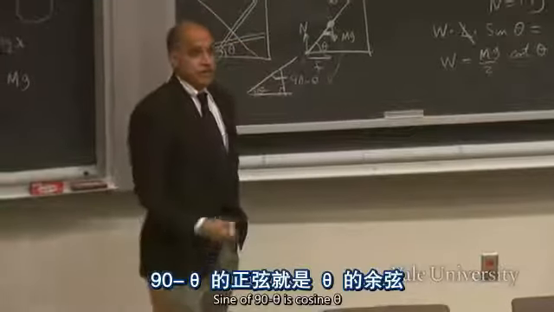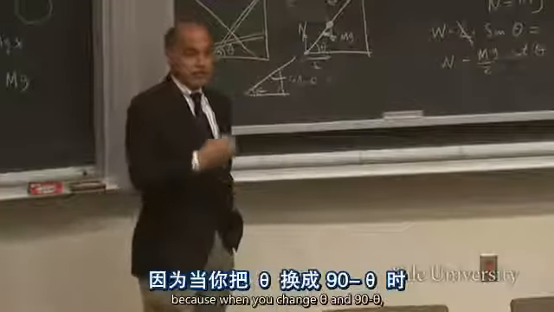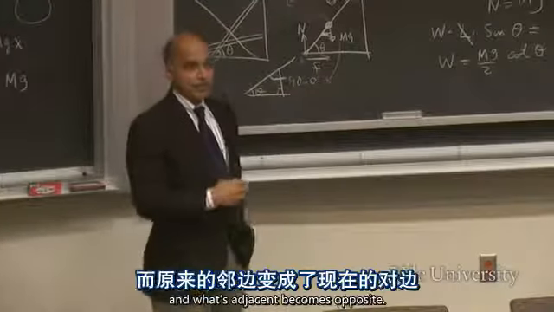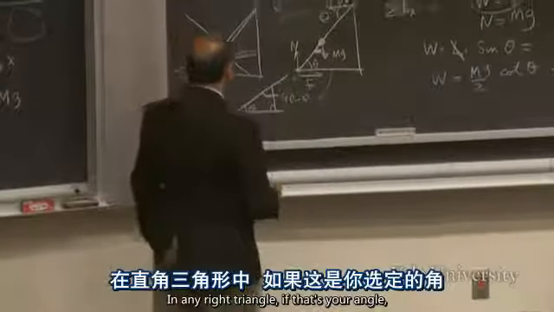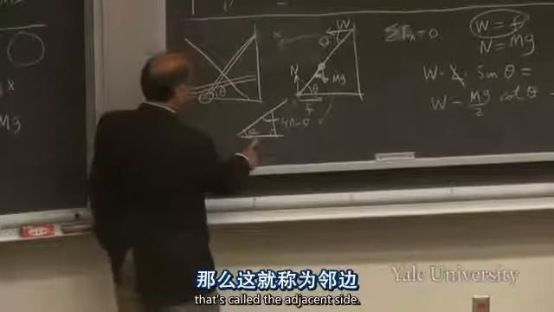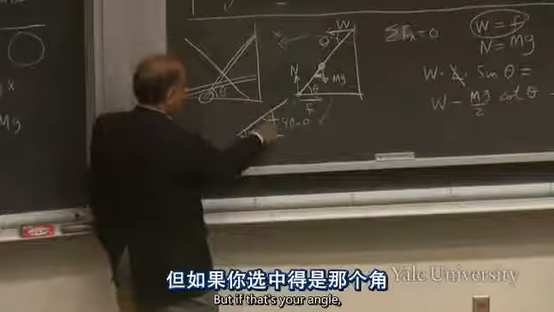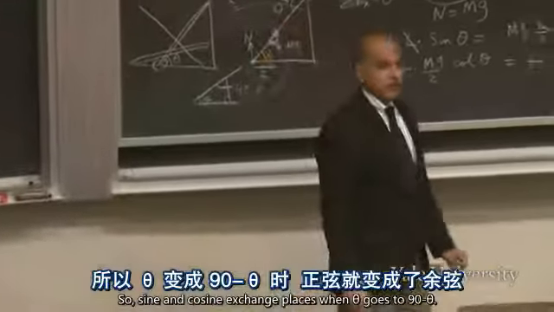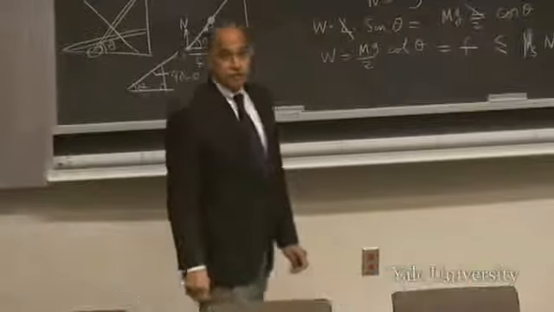Sine of 90 minus theta is cosine theta, because when you change theta to 90 minus theta, what's opposite becomes adjacent, and what's adjacent becomes opposite. In any right triangle, if that's your angle, that's called the opposite side. But if that's your angle, that's called the adjacent side. So sine and cosine exchange places when theta goes to 90 minus theta.